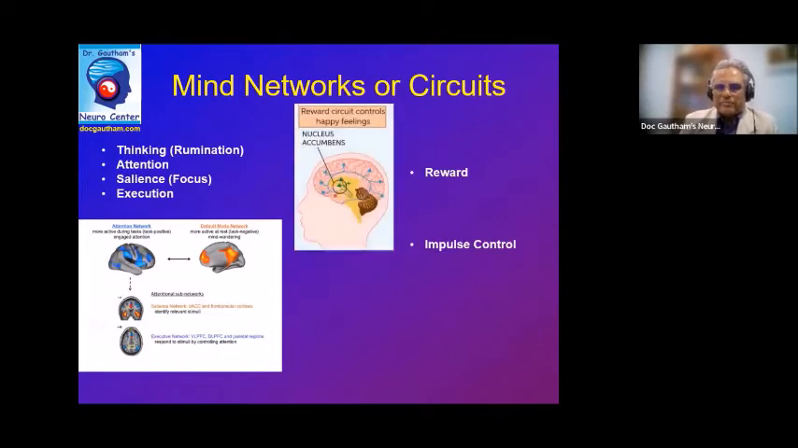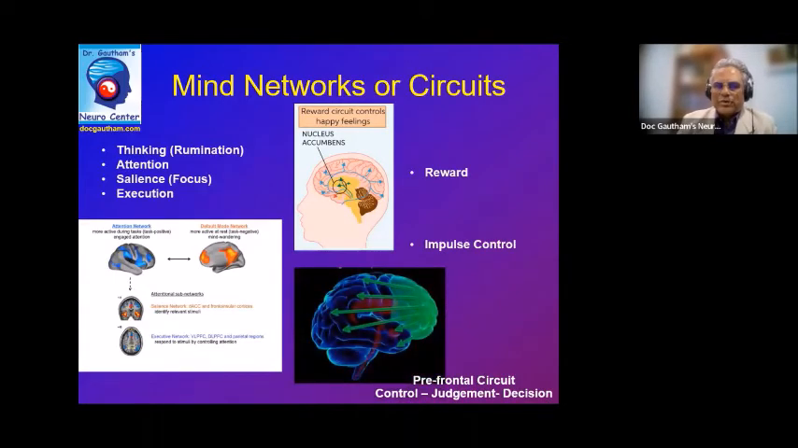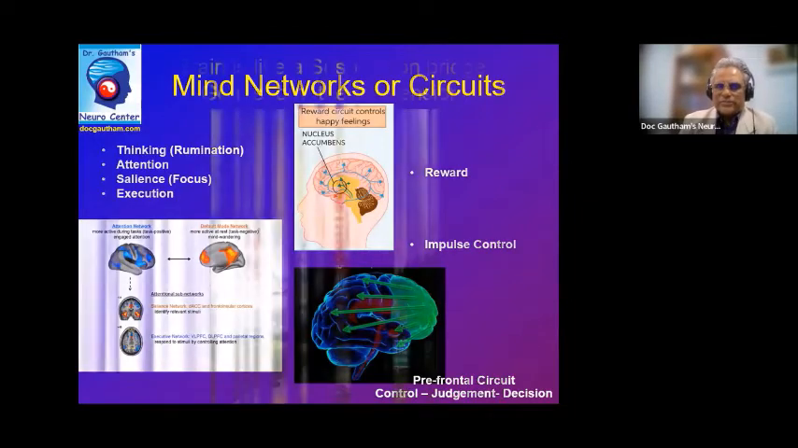The next circuit that we have to know about is the reward circuit. The reward circuit gives us pleasure. Whenever we do something, we get pleasure out of it, and that comes from the reward circuit. The last thing we have to know about is the impulse control circuit. There are many things we want to do, but there are certain things we can and cannot do under certain circumstances. So we have to control our impulses, and certain circuits control these impulses. The brain has various centers dedicated to these circuits.